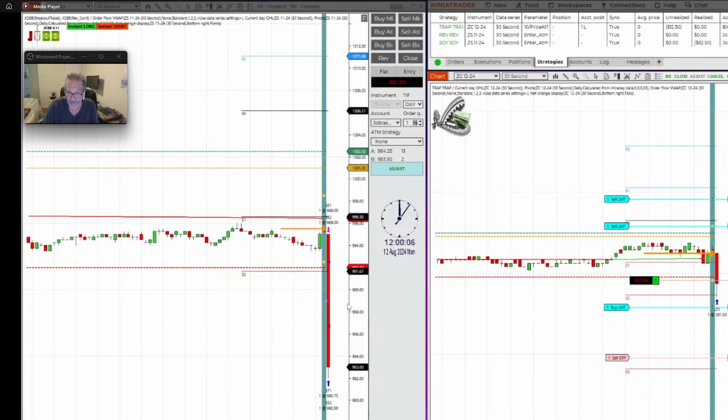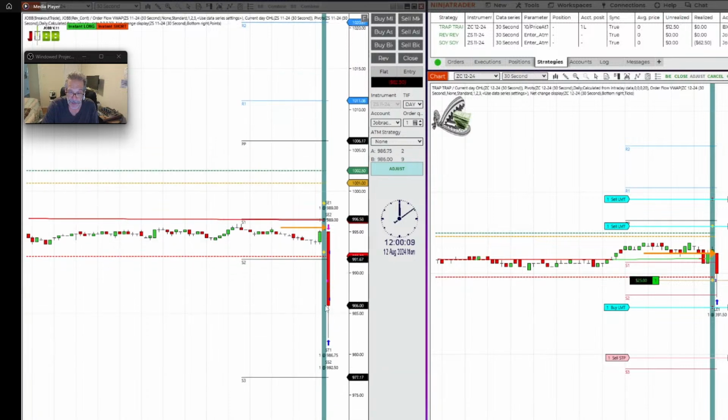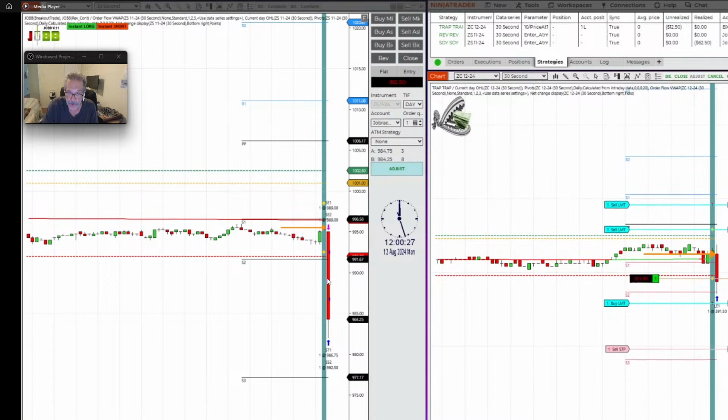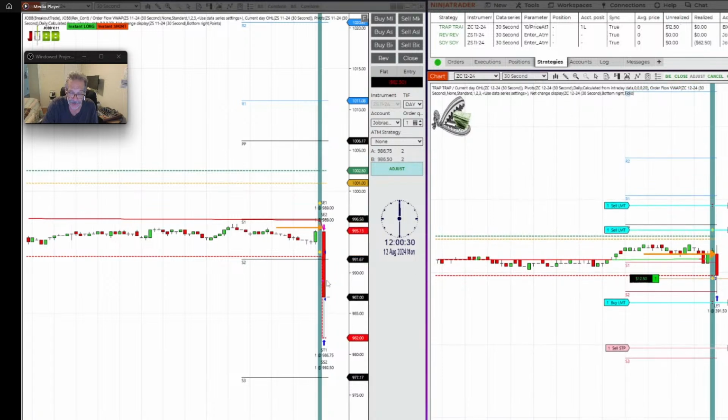It's kind of tough to tell. It's really a tough one. My fill was 989, so it was not as bad a fill as I would have thought that it was. The fill was about halfway down the candle.